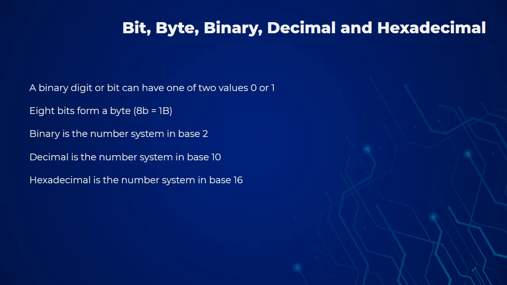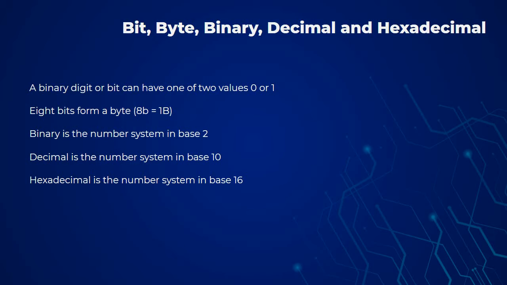Okay, we'll start off by looking at the binary digit, or the bit. It can have one of two values. It can either be a 0 or a 1. We've already looked at the bit and we've already looked at the byte. The byte is 8 bits. Okay, and we write the bit as a small b and we write the byte as a capital B. So on the screen there, 8 small b equals 1 big B. Okay, 8 bits forms a single byte.